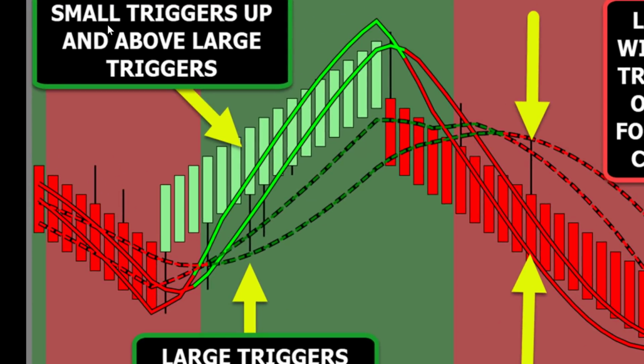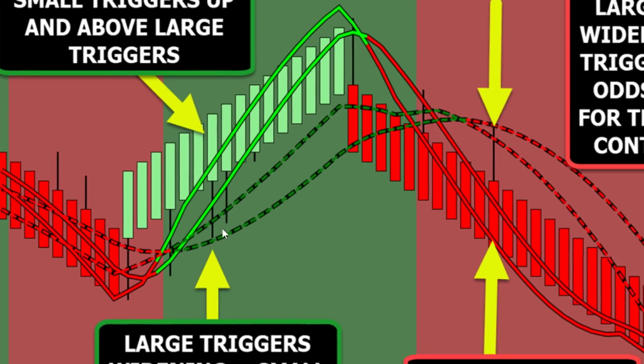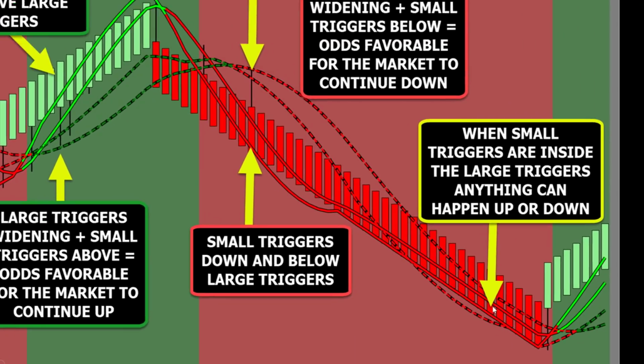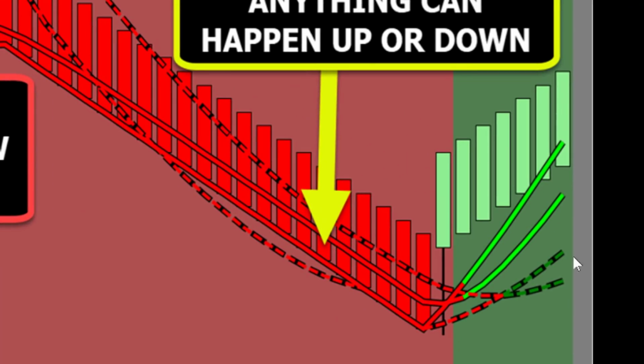You must have the small triggers up and above the large triggers on your 14-2 chart. This is the only look in which you can do a long trade. You must have both triggers going down and the small triggers below the large triggers on the large chart, or you cannot do a trade. When the triggers come together, you're going to really not do any more trades at all.